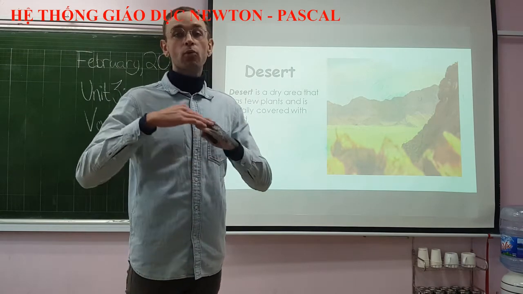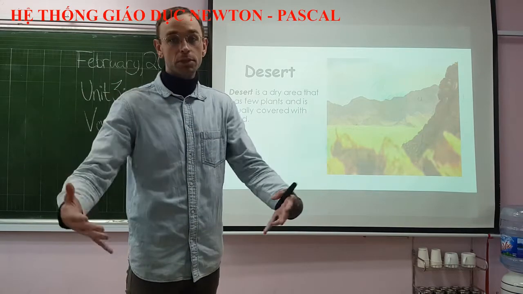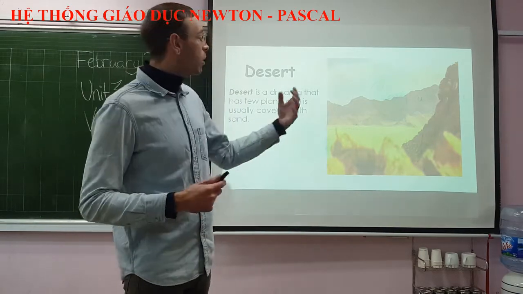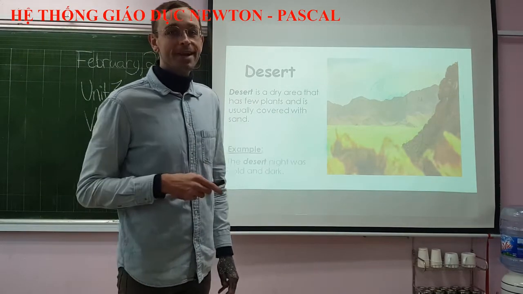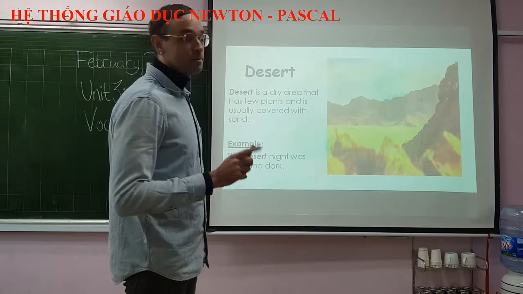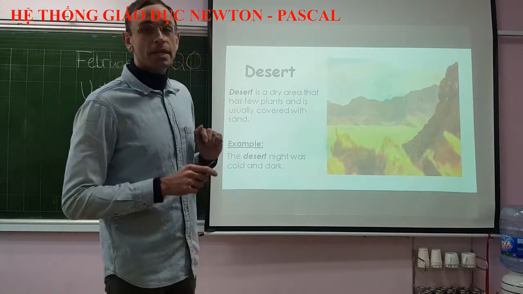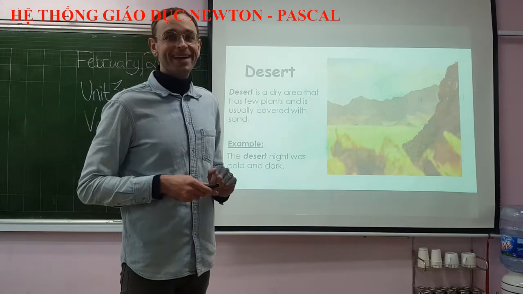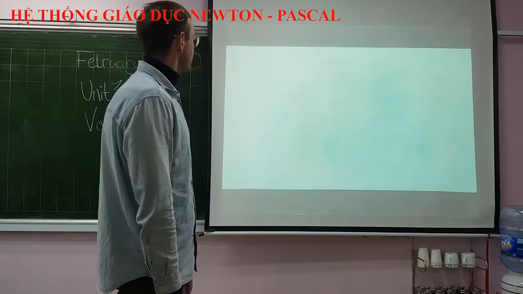If it gets more rain than that, it will not be a desert anymore because plants will start to grow, okay? And it won't look like it does. It won't look like a desert. Let's look at our next word. Before we do that, let's see an example sentence. The desert night was cold and dark. All right, now let's see our next word.